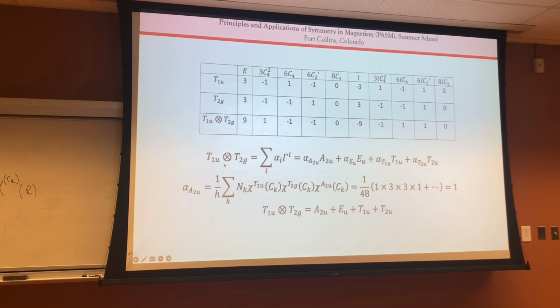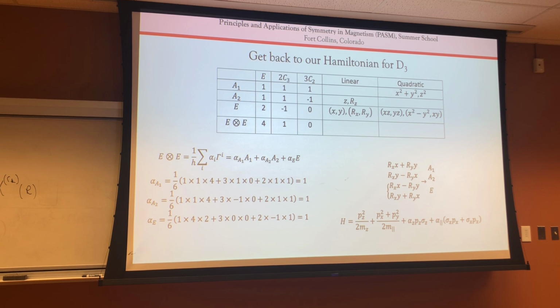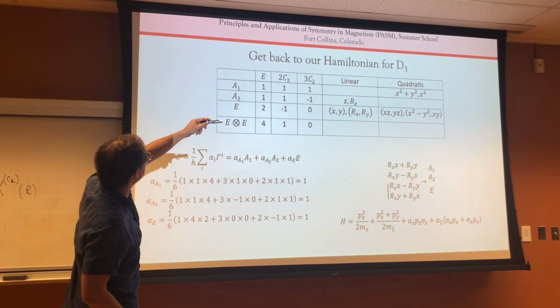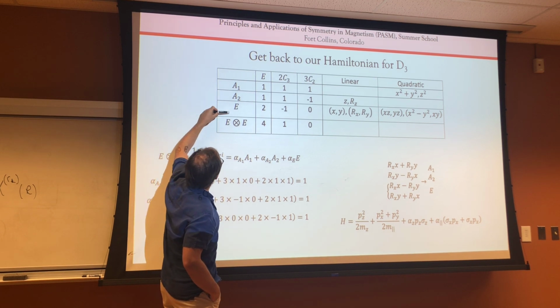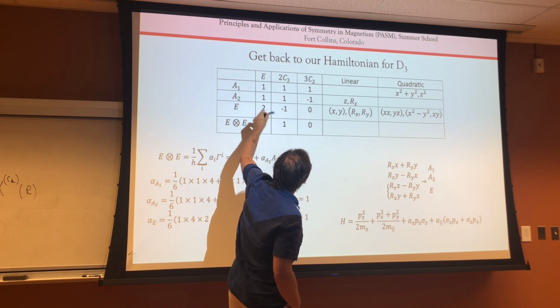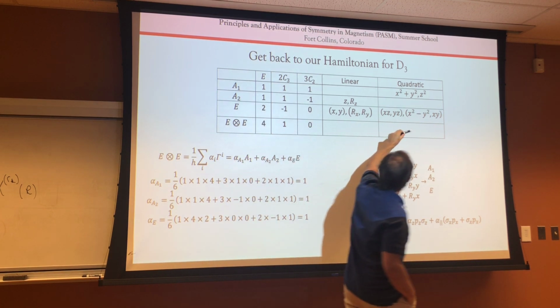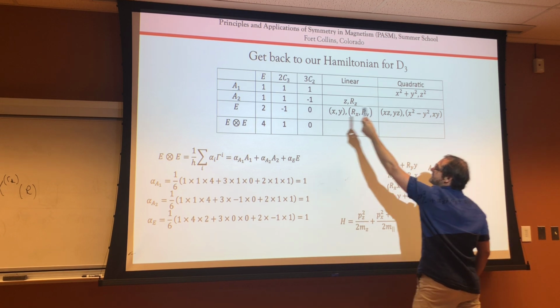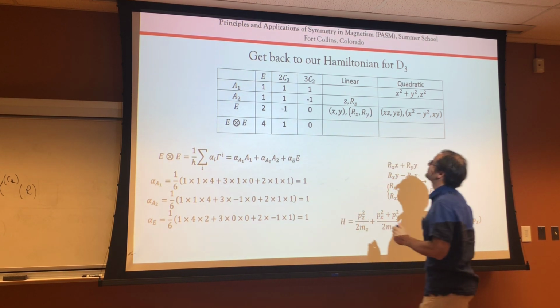Okay? So now let's go back to the problem we left yesterday, which is to derive our Hamiltonian. So it's a bit simpler. We have not as many representations to deal with. So we have our D3. We have A1, A2, E. That's our representation. Our character table, and we have the actual functions that fall into the different representations.